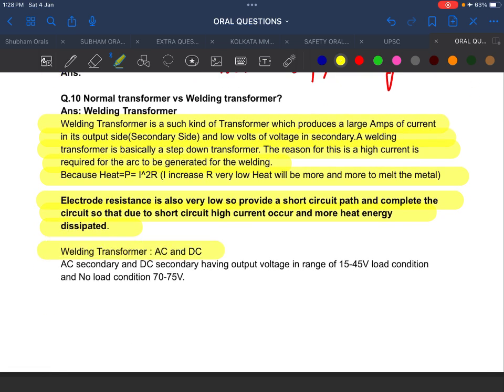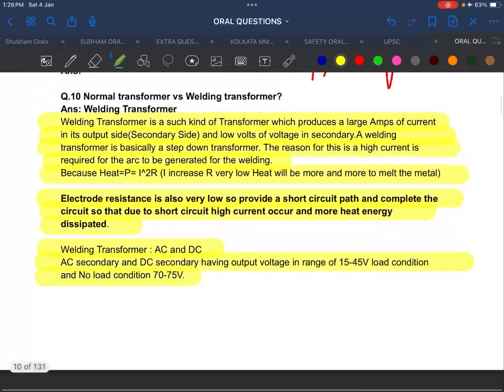Welding transformers are basically AC and DC, with AC secondary and DC secondary having output voltage in the range of 15 to 45 volts in load condition, and in no load condition 70 to 75 volts. What is load condition and no load condition? Load condition is when we are using it with some load, and without any load the voltage is higher. I already told you, if load increases, voltage will reduce. So load voltage is 15 to 45 volts and no load voltage is 70 to 75 volts.